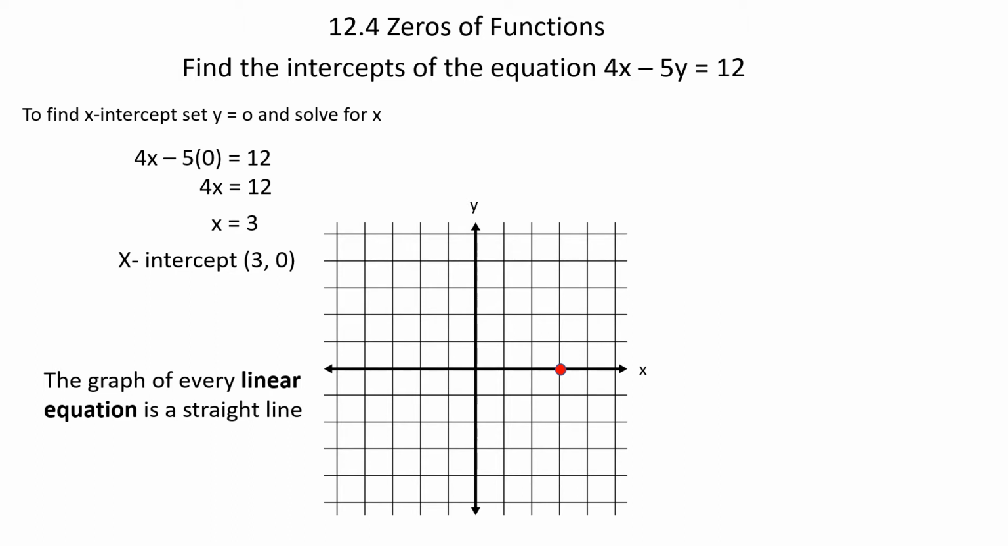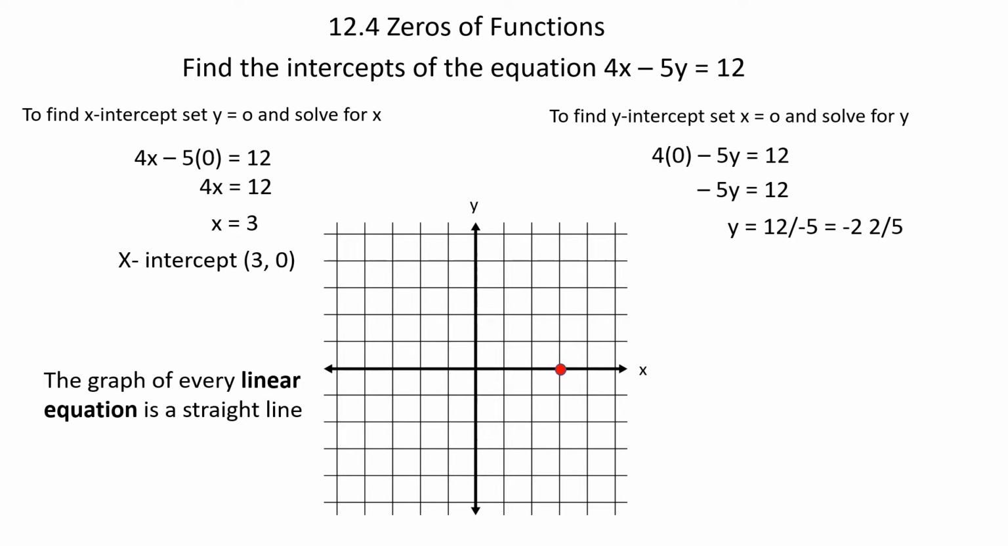Then if we wanted to find the y-intercept, you would set the x to 0 and solve for y. So that's what I've done. I've set the x to 0, and I'm solving for y. And we find out that y equals negative 12/5, or you can reduce that to negative 2 2/5. So the y-intercept, where it crosses the y-axis, is at this point here, (0, -12/5).